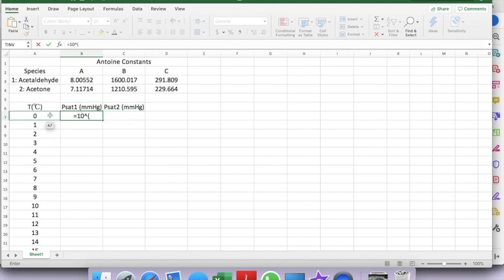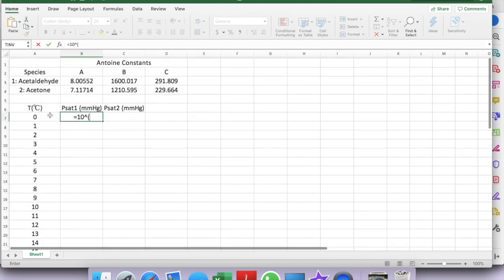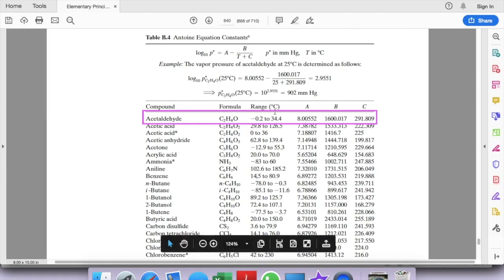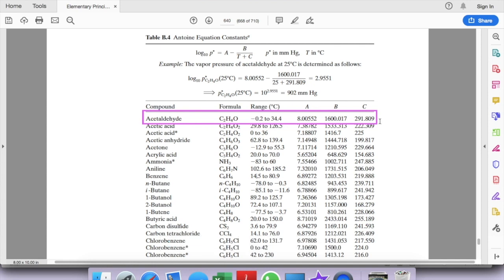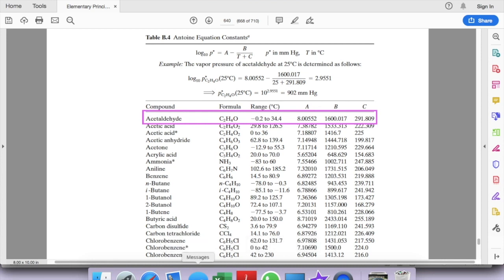Now the temperature range is from 0 to 30 degrees Celsius, and they are in the range for both acetaldehyde and acetone. So we can use these constants to calculate the vapor pressure. This is A minus B over T in degrees Celsius plus C.